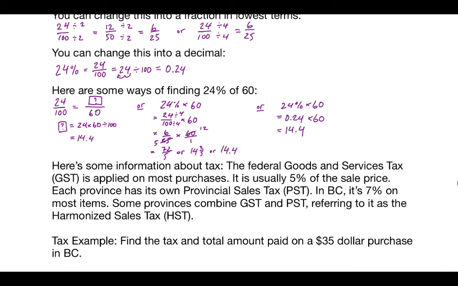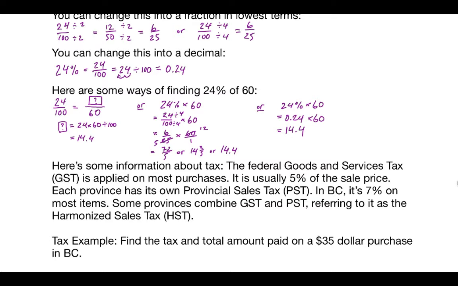We've got some information about tax. So first of all, the federal government here in Canada has something called a goods and services tax, and you hear people just talk about it as GST. And it's applied on most purchases. Now taxes are a really complex thing, and sometimes GST is waived on certain items. And sometimes GST can actually be a little bit more for certain specialty items.